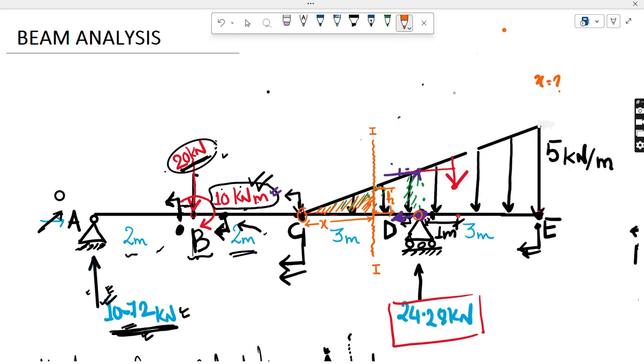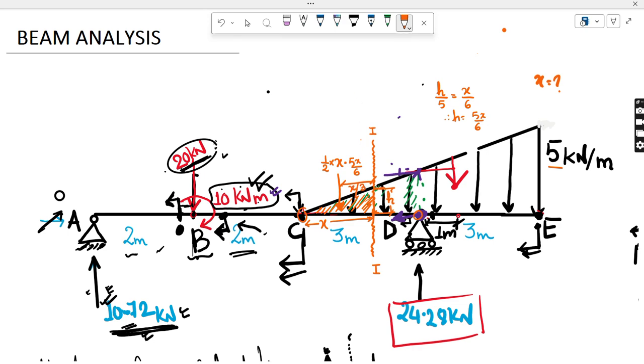This h, again from the similar triangle principle, h divided by this whole is 5, must be equal to x divided by 6. So my h will be 5x by 6. So this orange triangle will give me a point load of 1 by 2 into base, which is x, not 3, into 5x by 6. And how much is this distance from this section line? This will always be equal to x divided by 3.